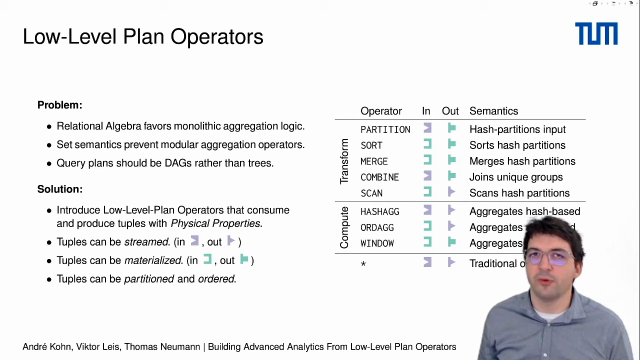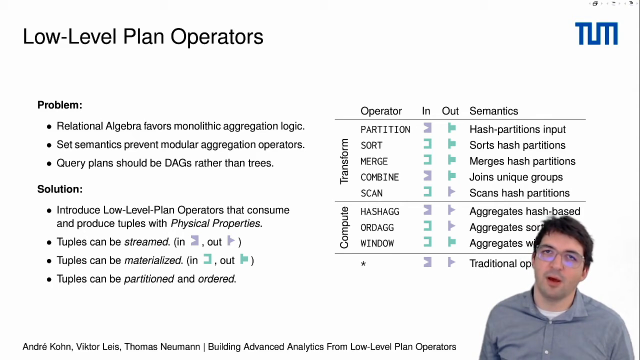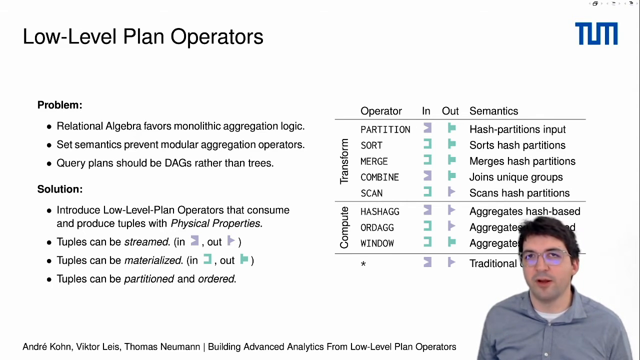For the computing operators, we have the hash aggregation, which produces and consumes streams of tuples. We have the ordered aggregation, which consumes a tuple buffer that is at least sorted by a group key and aggregates materialized key ranges without a hash table. And finally, we have the window aggregation, which consumes a materialized buffer and writes the aggregation results back into that buffer. An important detail here is that low-level plan operators integrate seamlessly with traditional operators, since those are effectively only producing and consuming tuple streams.